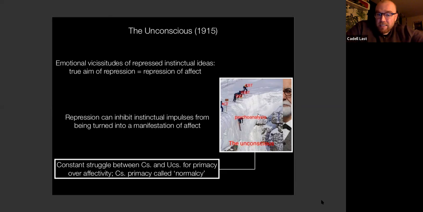Repression can inhibit instinctual impulses from being turned into a manifestation of affect. And there's no real solution to this problem from a psychoanalytic point of view. There's simply the recognition of a constant struggle between the conscious and the unconscious for primacy over affectivity. And the conscious primacy is what we call normalcy.